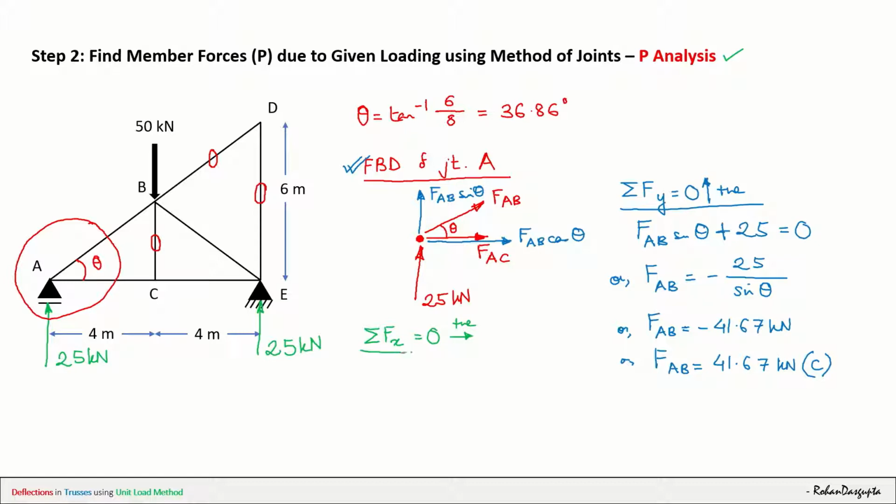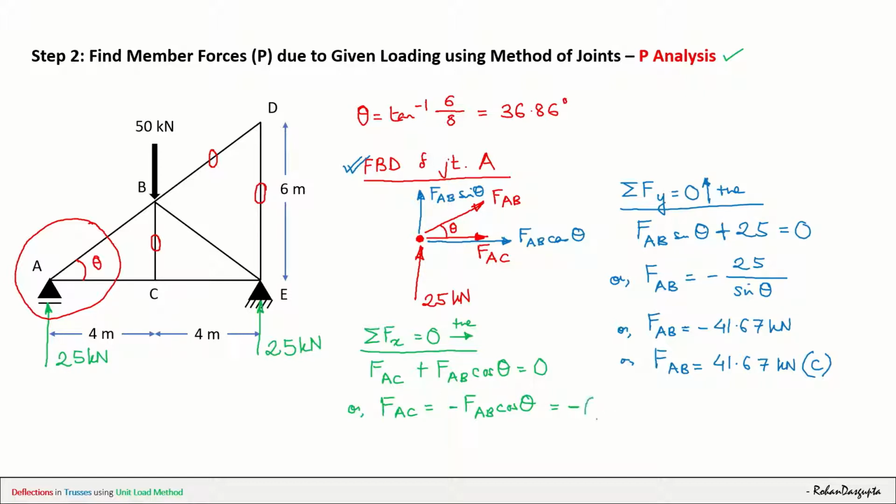Again, my focus should be on the free body diagram only. So I will have FAC plus FAB cos theta equals to 0, or FAC is equals to minus FAB cos theta. Now, please note that here FAB is known to us, but be very careful that here there will be a minus, which is this sign.